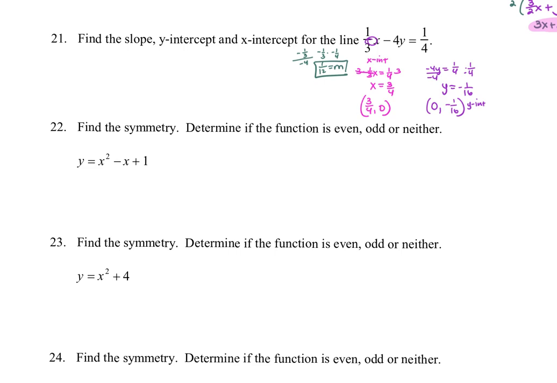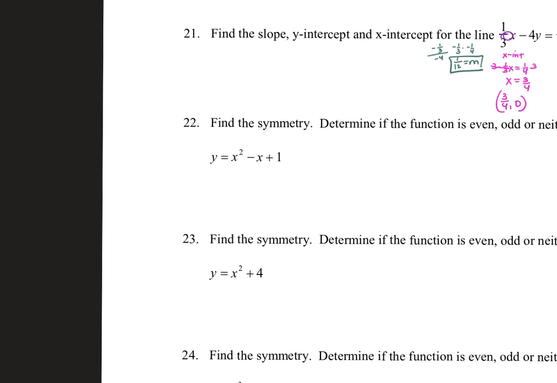Number 22 says find symmetry and then determine if it's even, odd, or neither. Remember, if I plug in the negative x and it goes away, meaning the function doesn't change, then it's got y-axis symmetry, which means it's even. And if I plug in the negative x and everything changes, then it's got origin symmetry and it's odd.